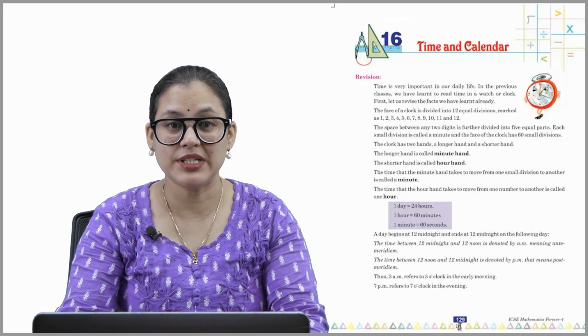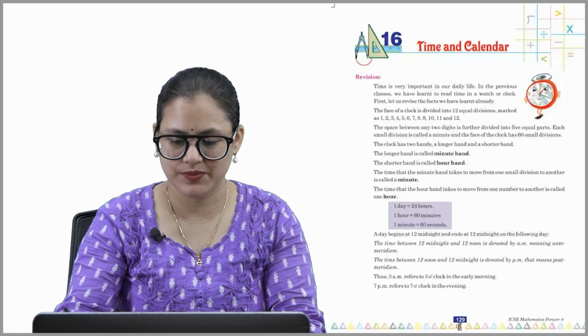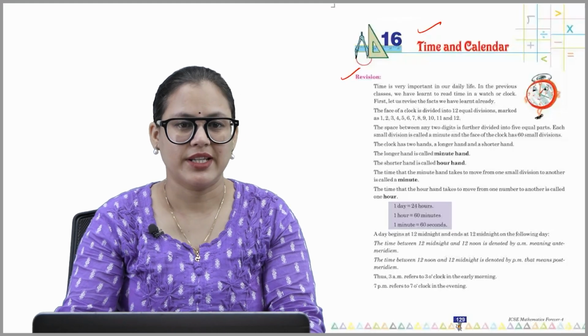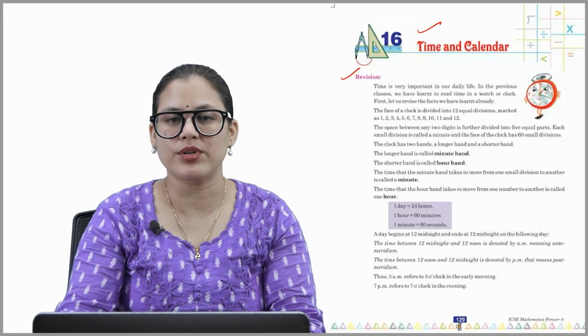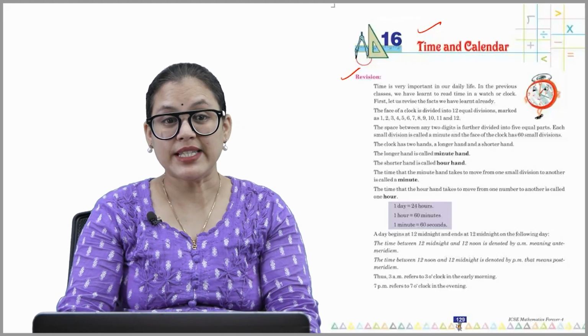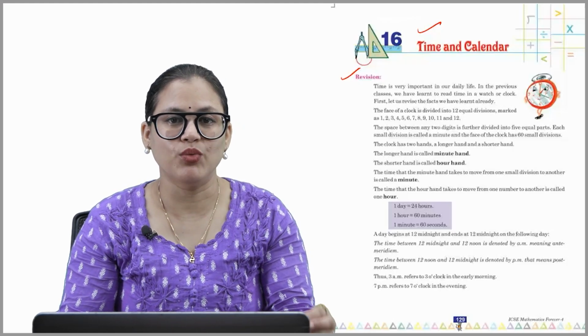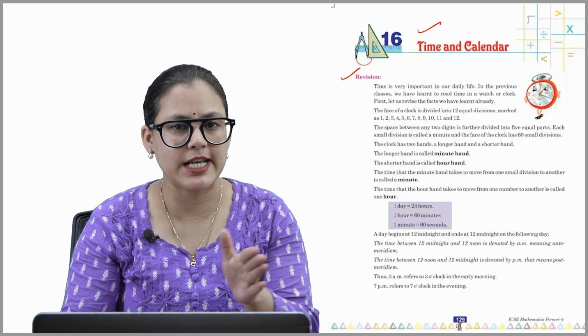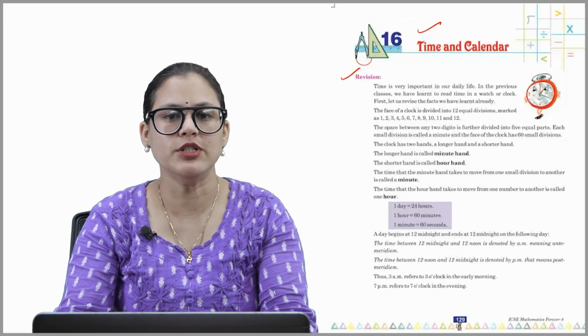Let's start today's chapter, Time and Calendar. Revision. This time is very important in our daily life, isn't it? In the previous classes, we have learned to read time in a watch or clock. First, let us revise the facts we have learned already.